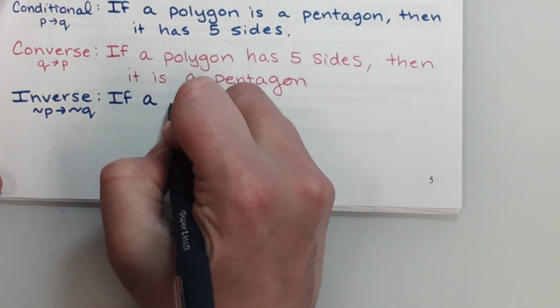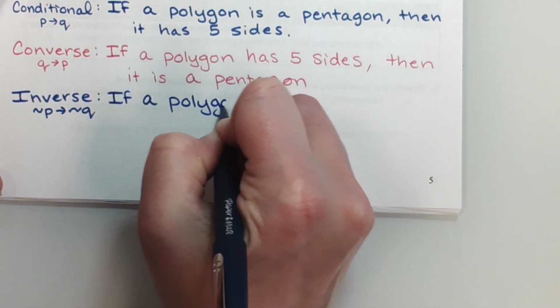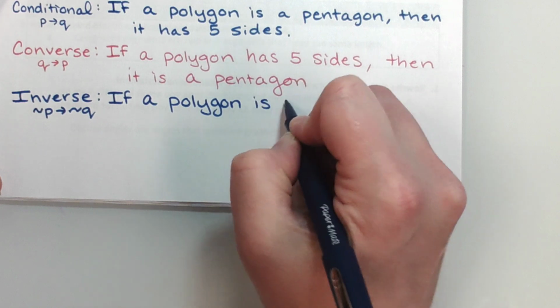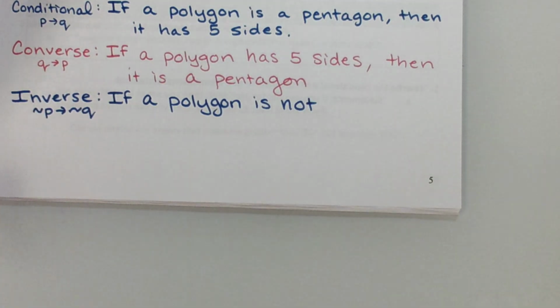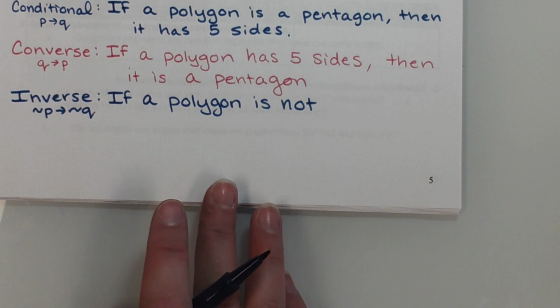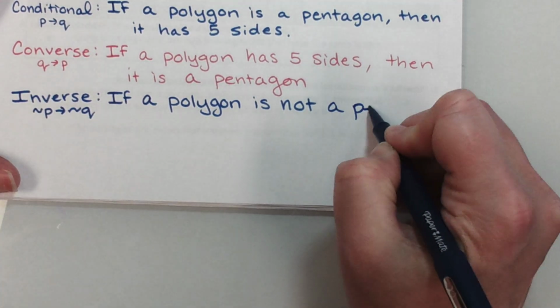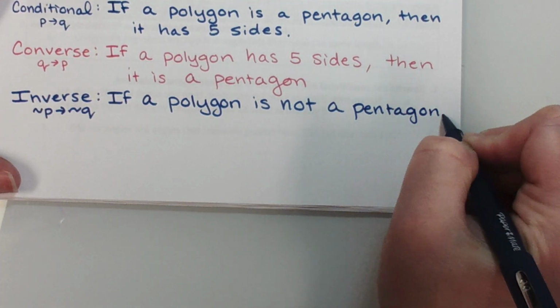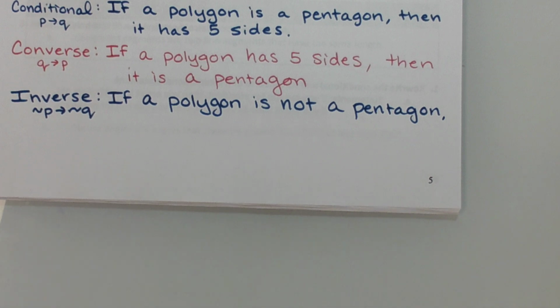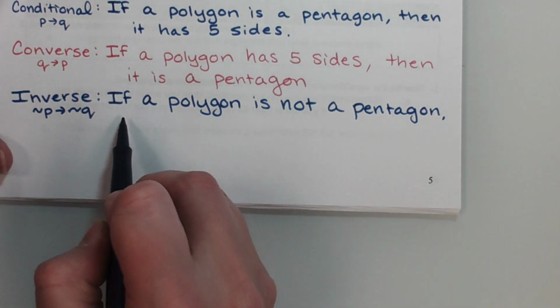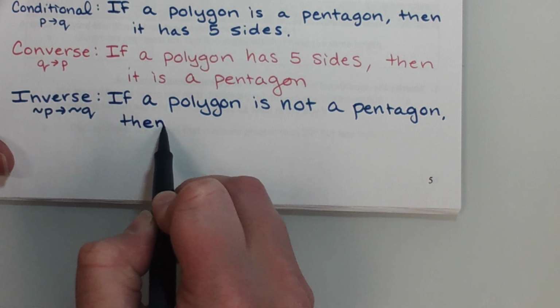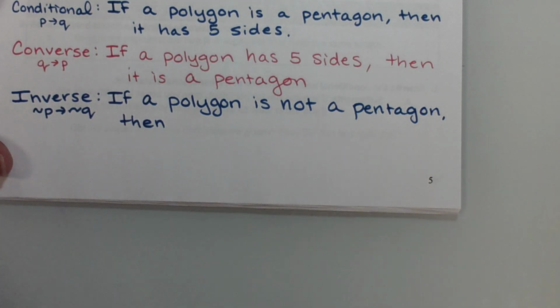Have to start with if a polygon, because we're talking about a polygon for both of these. But then, yeah, is not what? You got it. Kane, how do I finish the sentence? Not quite. Then it does not have 5 sides.